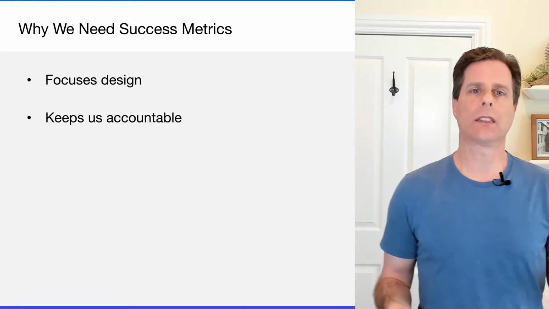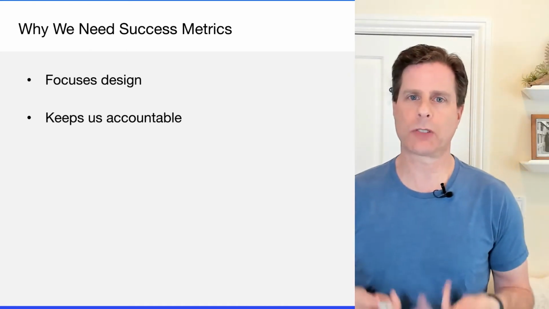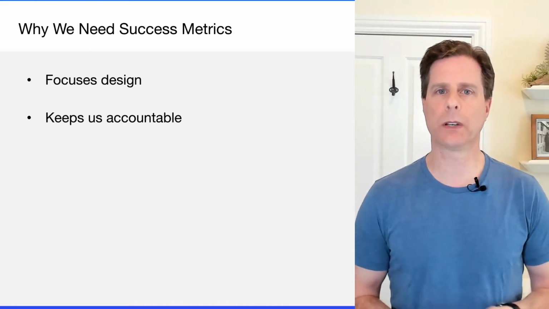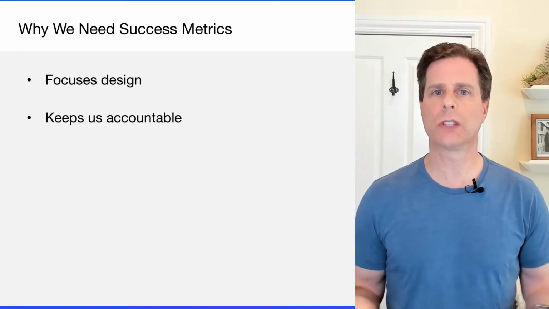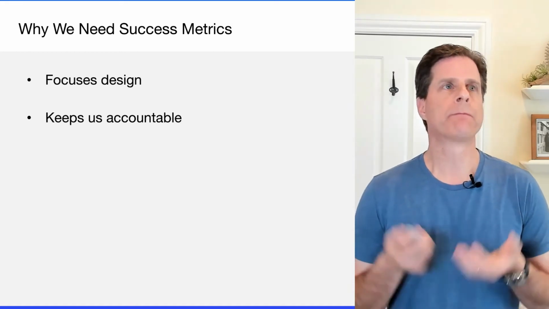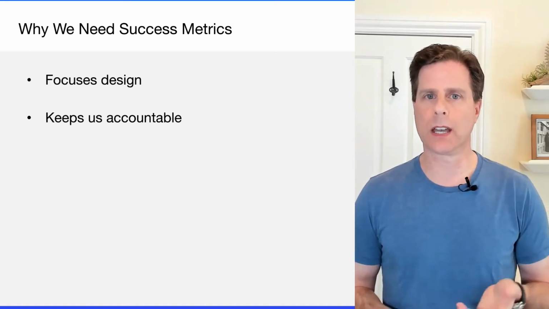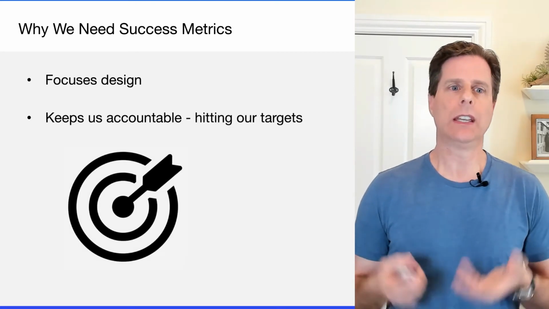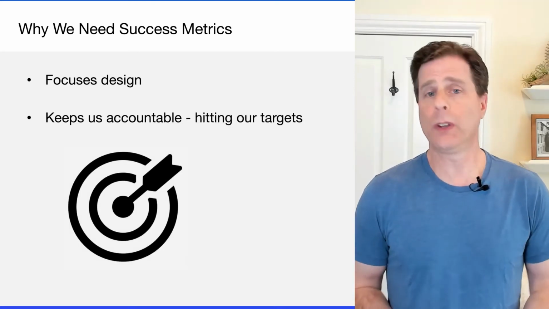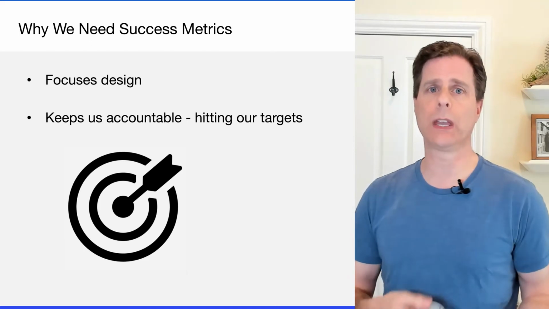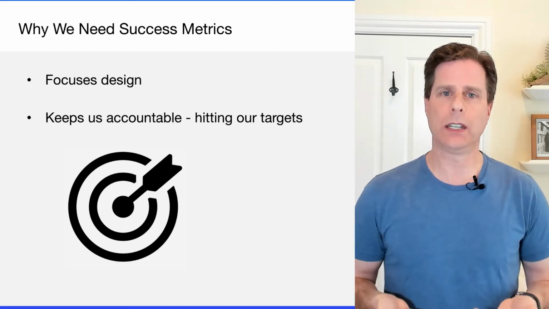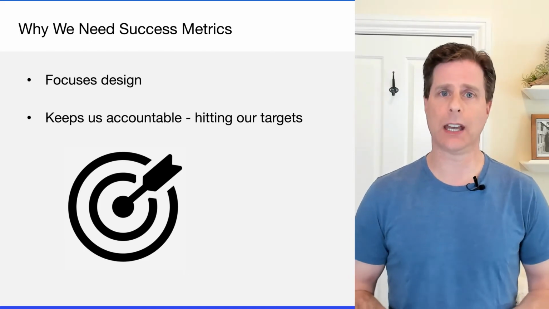The second thing that having a success metric does for us is it helps keep us accountable. Why did we do this in the first place? And there are really 2 parts to keeping us accountable. First is it lets us know when we've hit our targets. We set out to do something, we had a goal. The accountability is, did we or did we not hit that goal?